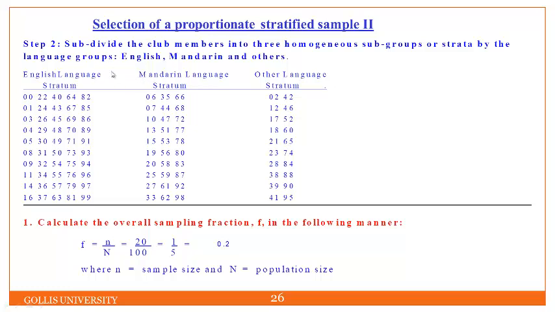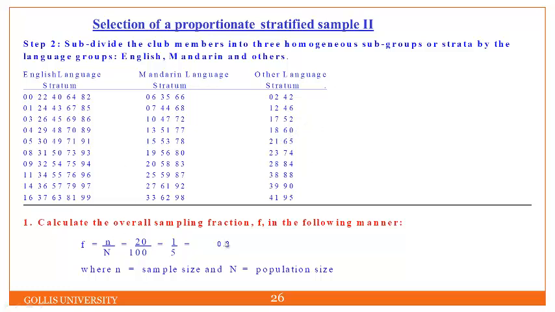For example, how many people speak English, how many people speak Mandarin, and how many of them speak other languages. When I try to divide them, I will have 3 strata. The first stratum is that of English, the second is that of Mandarin, and the third one is that of other languages. When I try to count the English speakers, maybe I have, let's say, 50. 50 of them speak English, 30 of them speak Mandarin, and 20 of them speak other languages.